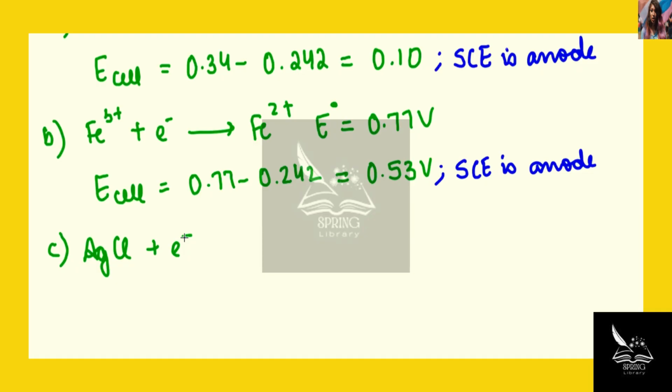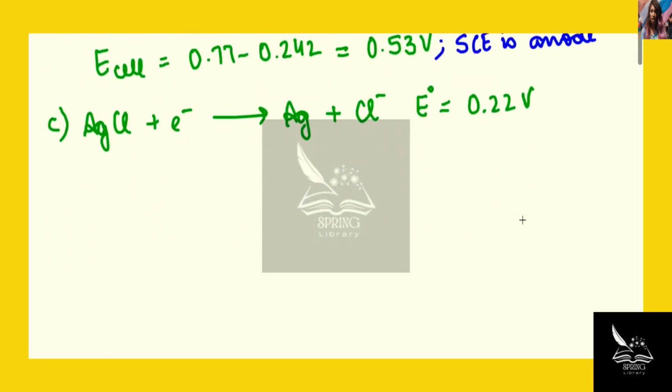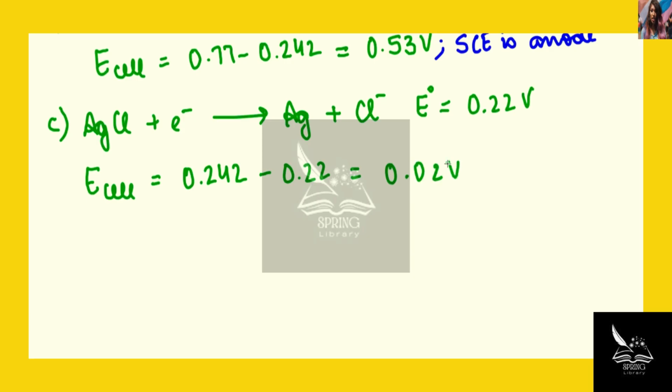Let's go to the next one. AgCl plus electrons gives Ag plus Cl negative. Here the E naught value is actually 0.22 volts. So now E cell will be equal to 0.242 minus 0.22, which is equal to 0.02 volts. So this makes SCE the cathode because this is here now.